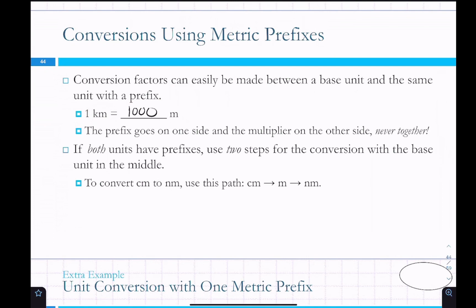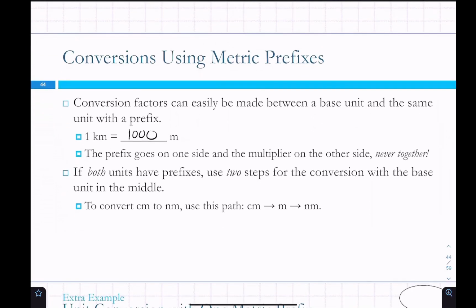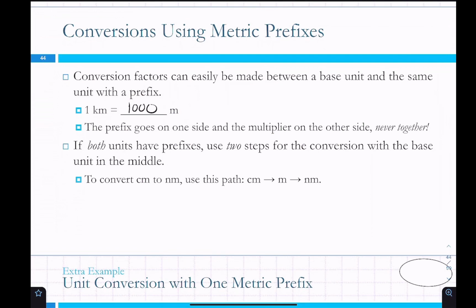Once you're more comfortable with these, they can be written differently. But this is the easiest way to do it, is if you always make sure that this multiplier, this 1,000, or whatever it happens to be for whatever metric conversion you're doing, always goes with the base unit. So if both units have prefixes, unless you're real confident, use 2 steps instead. So go from one prefix to the base unit and then to the other prefix unit.